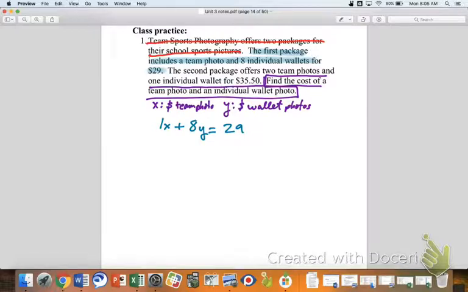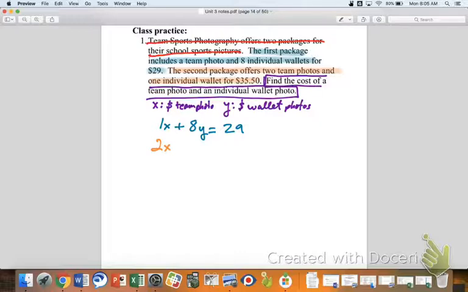So notice that there is one sentence left that we have not done anything with, and this is going to give us our other relationship. It says the second package, so now it's a whole different package, offers not 1, but 2 team photos, but this time only 1 individual wallet for $35.50. So if you get 2 team photos this time, and each team photo costs X dollars, how much is that going to cost us? Isn't it 2 times X? 2X.